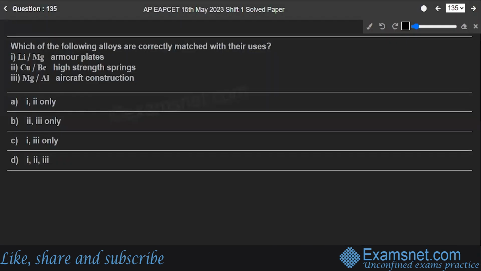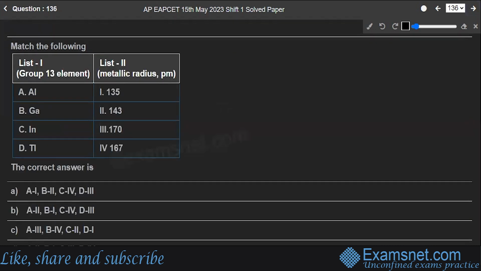Question number 135. Which of the following alloys are correctly matched with their uses? Actually, all these are correct. Lithium and magnesium, they are used in armor plates, copper and beryllium, high strength springs, and magnesium and aluminum are used in aircraft construction. That makes option D to be the right answer. Hope you understood this. Next is question number 136.